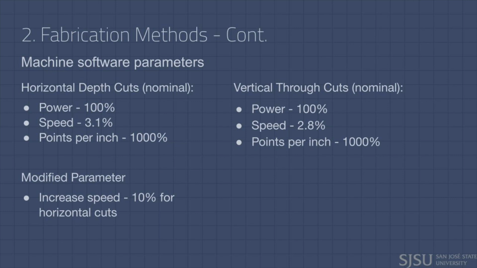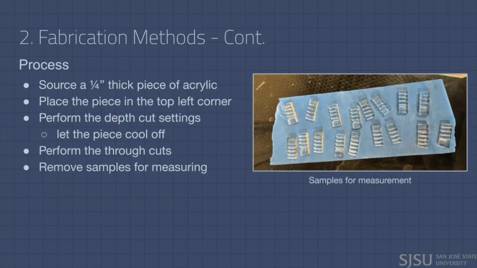For the vertical line cut-throughs, we ran it at 100% power at 2.8% speed at 1,000 points per inch. For the process, we got a 1/4 inch thick piece of acrylic, placed it in the top left corner of the laser engraver, and performed the depth cuts accordingly, letting the piece cool off, then performing the through cuts, and then removing the samples.